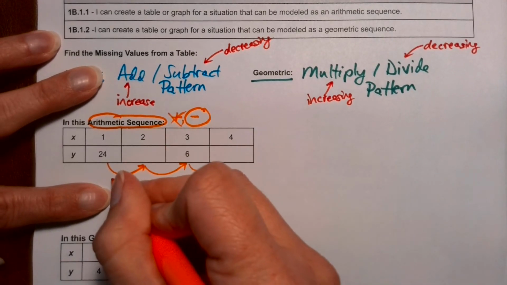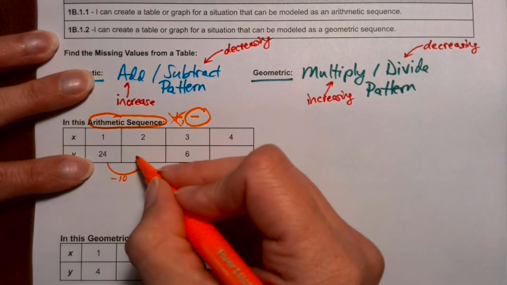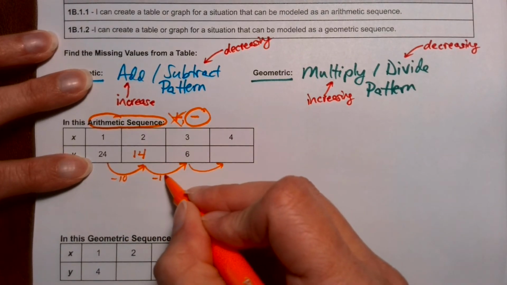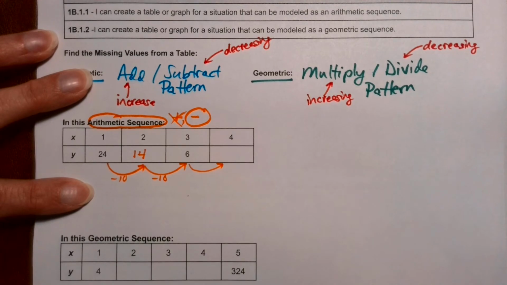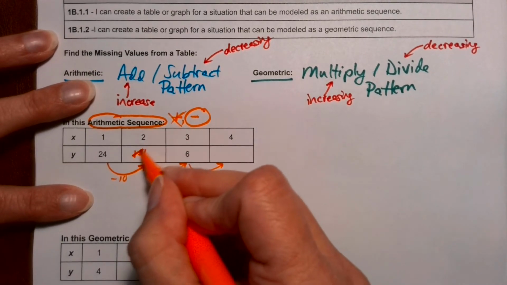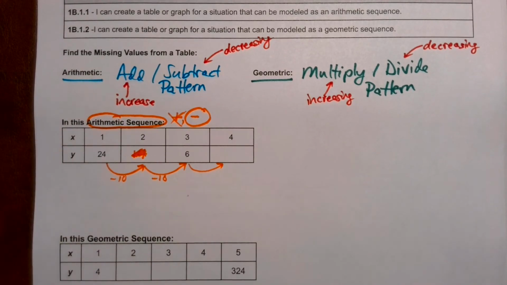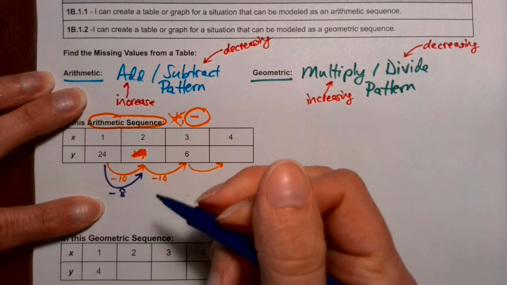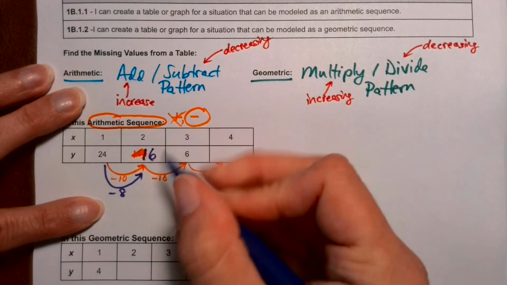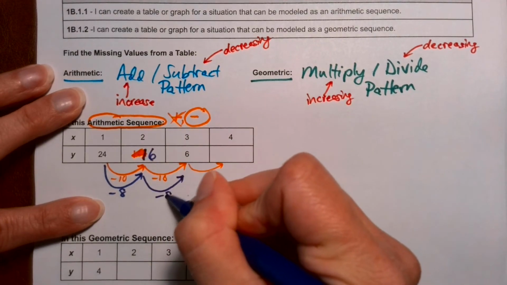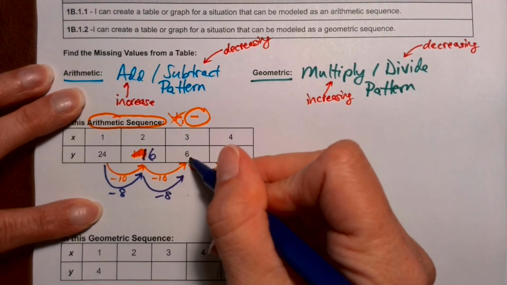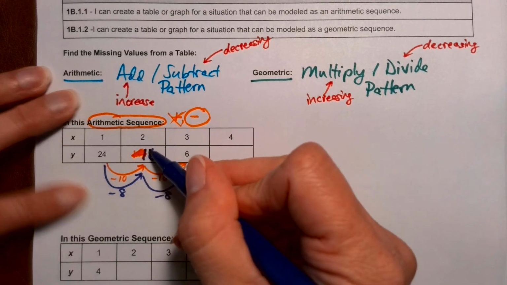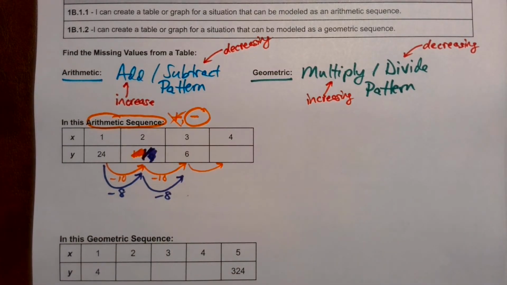Let's try minus 10. 24 take away 10 is 14. 14 subtract 10, that does not work. Subtracting 10 was too much. Let's try another number. Let's try subtracting 8. 24 minus 8 is 16. 16 minus 8 is 8. Oh, that's too much. That did not work as well. We'll have to try another subtraction pattern. I know that it's subtracting and it's getting smaller, so we'll have to try another number.